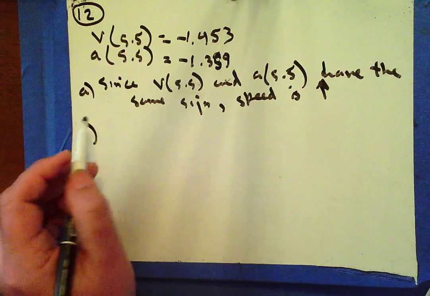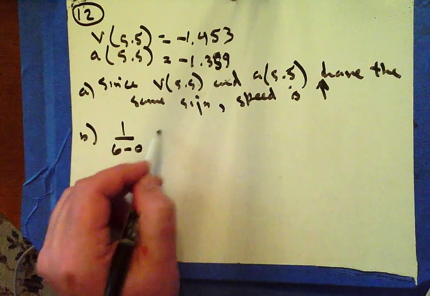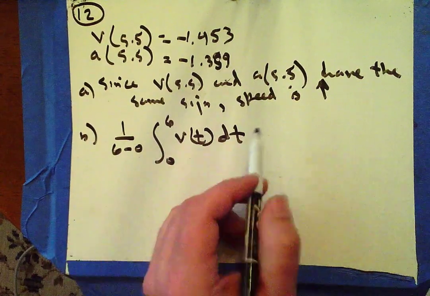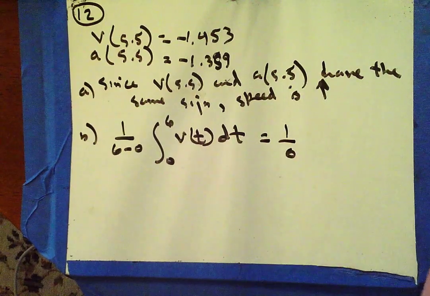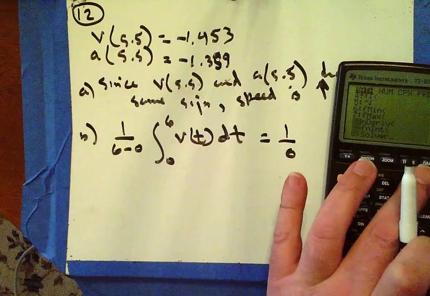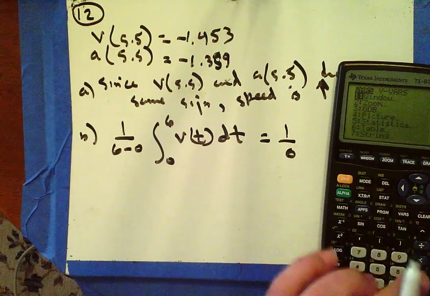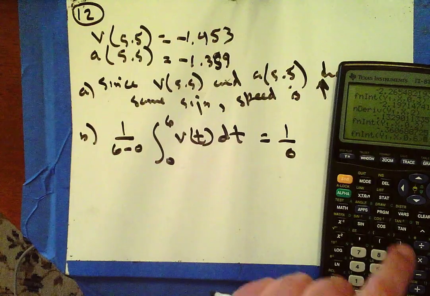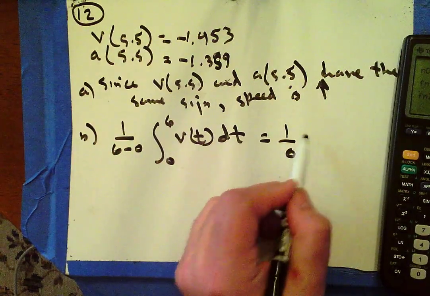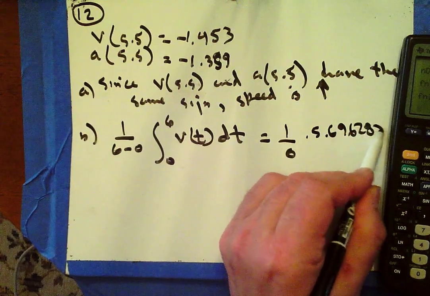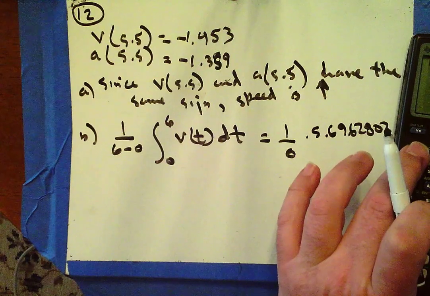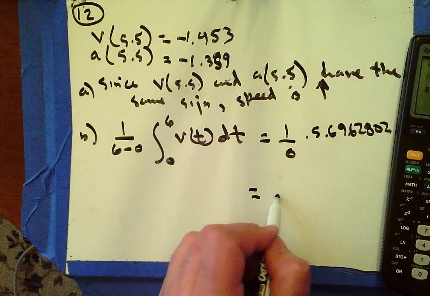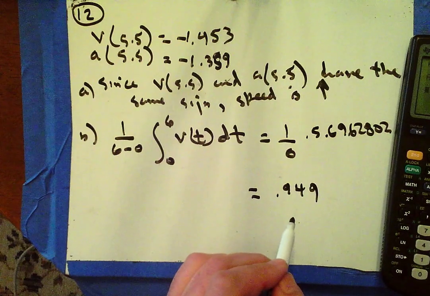Find the average velocity. So I want 1 over 6 minus 0, integral 0 to 6, v of t dt. I want the average value of the given velocity function. I'll use my calculator to figure that number out. I want to do the integral of y1, comma x, comma 0, comma 6. And that's 5.6962802. If I don't clear that number, second answer, divided by 6, I get 0.949 is the average value.